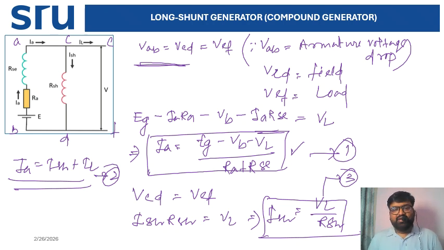Nothing much more difficult. But here what will happen? One additional series resistance is added across the armature resistance. Why is it called a long shunt generator?